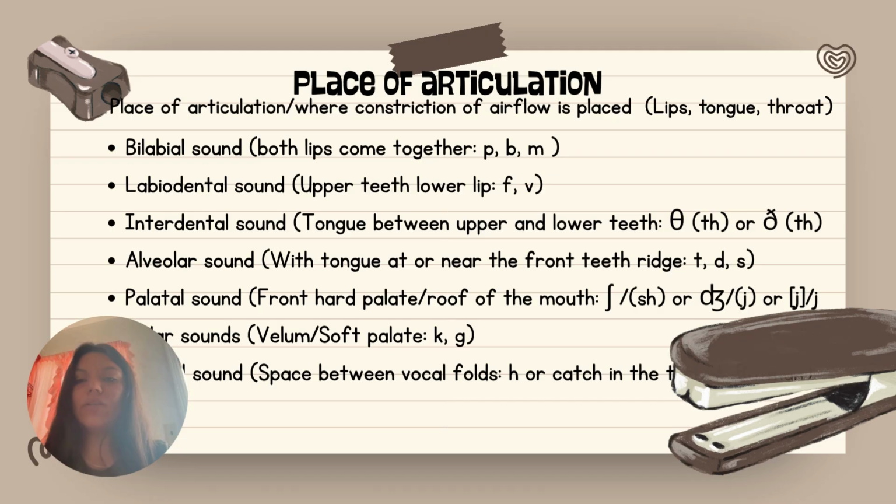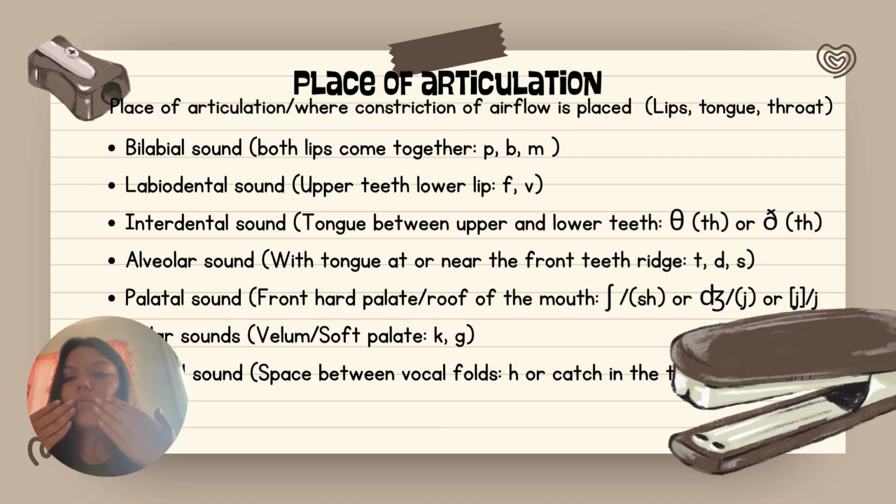Now the second branch or second characteristic used to describe the restriction of airflow used to produce consonants includes the place of articulation. Now the place of articulation is where the constriction of airflow is placed. That can be in either the lips, the tongue, or the throat. Bilabial sounds are some of the first places of articulation. It usually begins in the front and then goes towards the back.